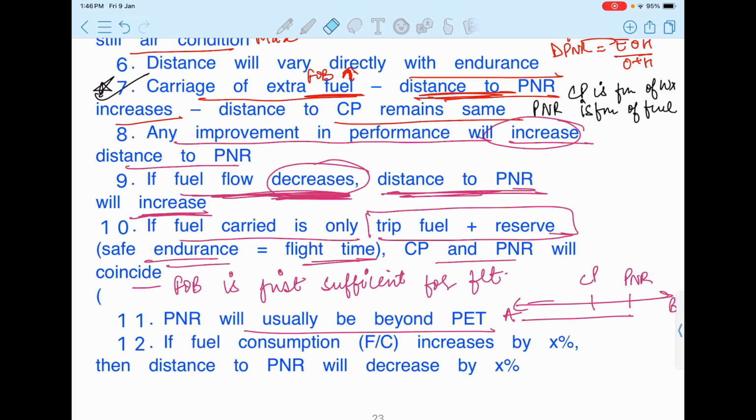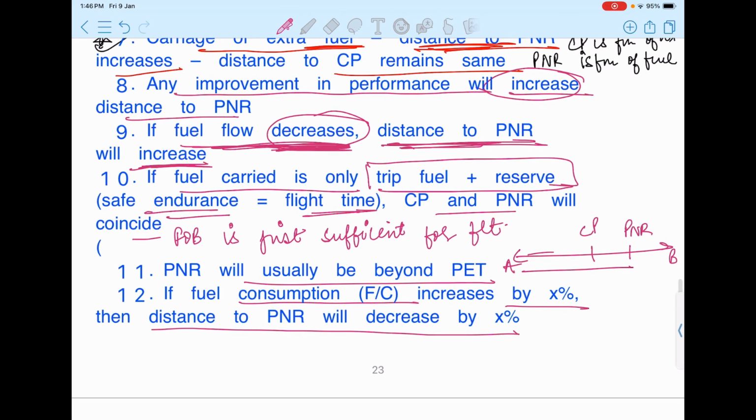If the fuel consumption is increased by X%, then the distance to PNR will be decreased by X%. So, as I've told you, when the fuel consumption increases, the DPNR, the distance to PNR, decreases. Because more fuel consumed, less distance can travel. So when fuel consumption increases by X%, the DPNR will be reduced by X% as well. This we are done with our explanation and notes for PNR.